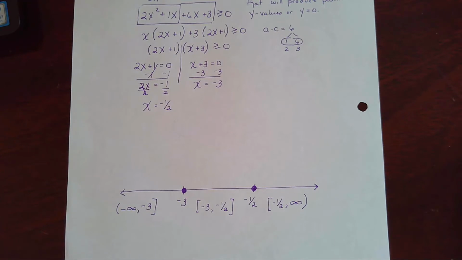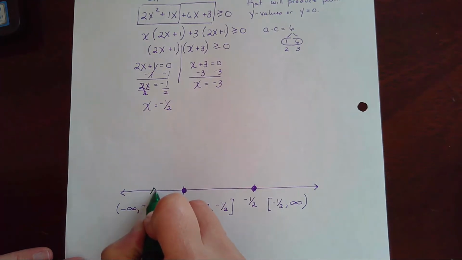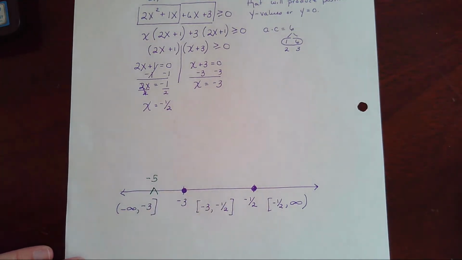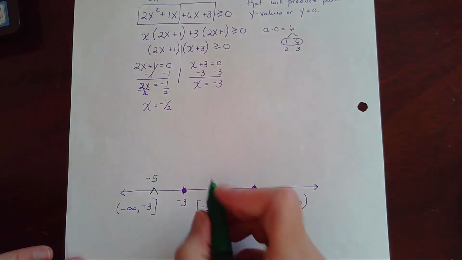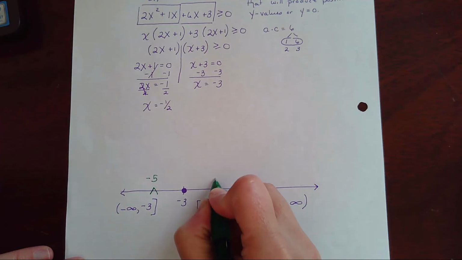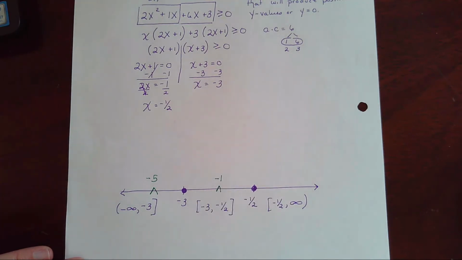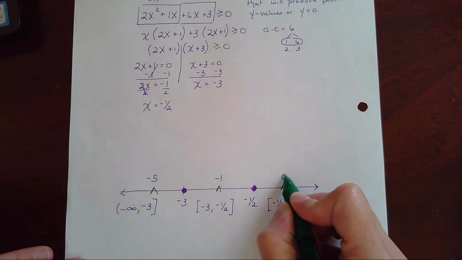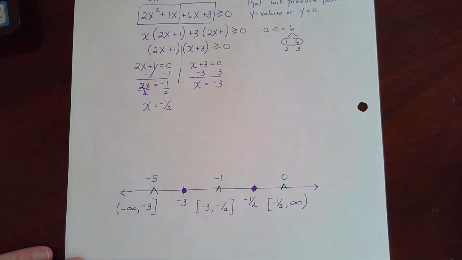So this is what we did with our test values. So I'm going to choose a value in this interval. How about we choose -5? Any value will do. A value between -3 and -1/2, I'm going to choose -1. And then a value in this interval, I always try to choose 0 if I can. So these are what are called our test values.